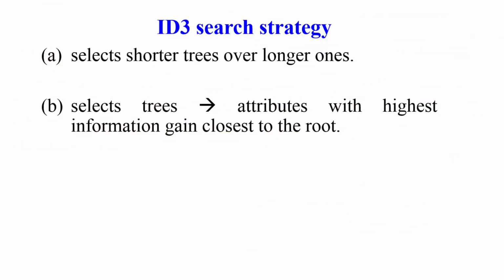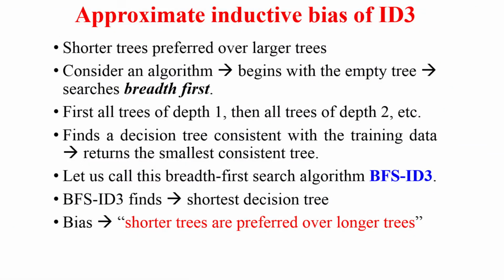ID3 search strategy. It selects in favor of shorter trees over longer ones. It selects trees that place the attributes with highest information gain closest to the root. Approximate inductive bias of ID3: shorter trees are preferred over larger trees.